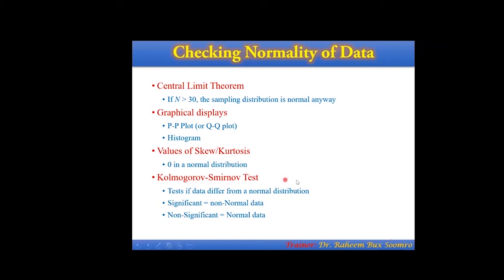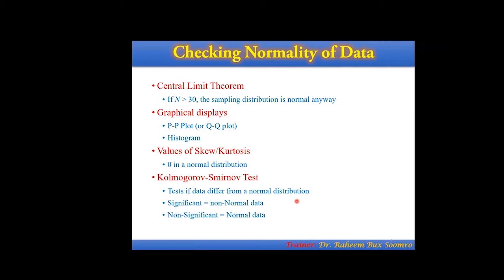And normally people call it the KS test. Normally, if the p value is less than 0.05, we say the test is significant. If the value is higher than 0.05, that means the test is non-significant. This is normally what happens.